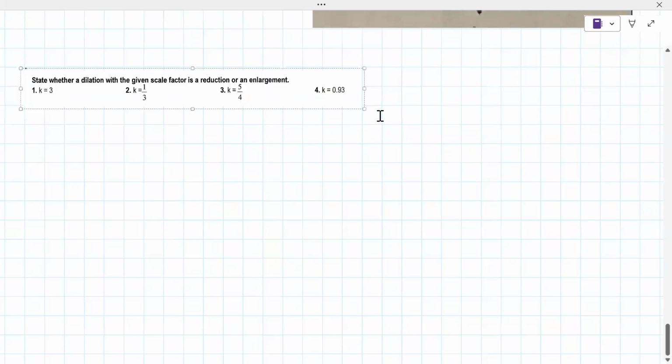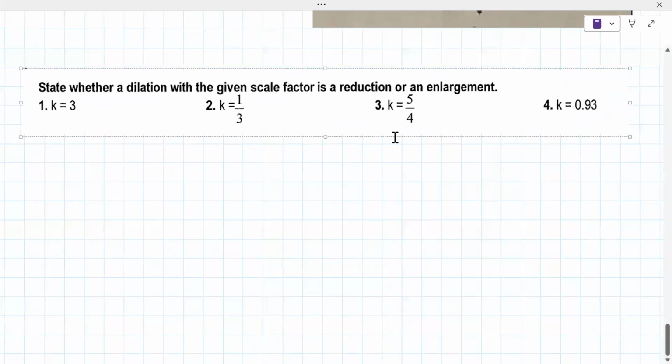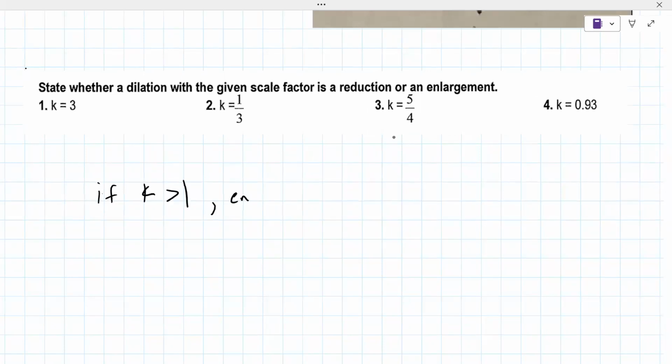A dilation is a scale factor, and there's a pretty simple rule: if k is greater than 1, it's an enlargement. If k is less than 1, it's a reduction. And you might wonder, what if it equals 1? Well, that's no change.